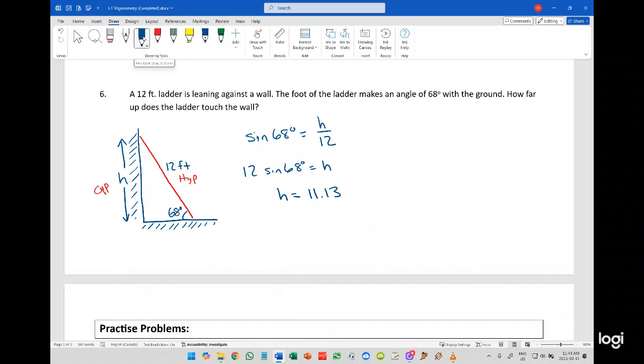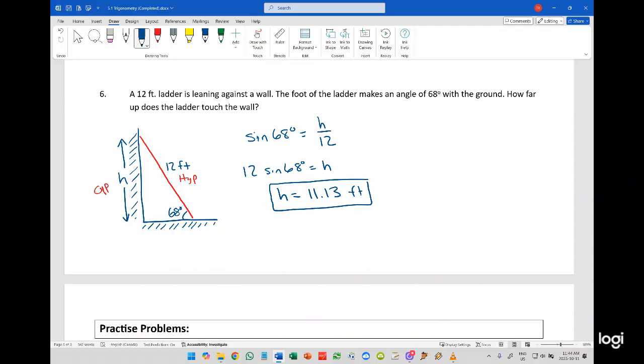But we're starting to kind of lose, well, 13% of a foot. And since this is only a foot lower than the length of the ladder, I think losing 13% of that foot might be a little bit of an issue. But either way, how high it goes up the wall, 11.13 feet.